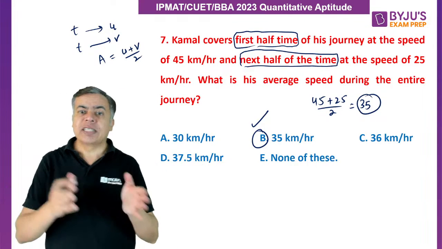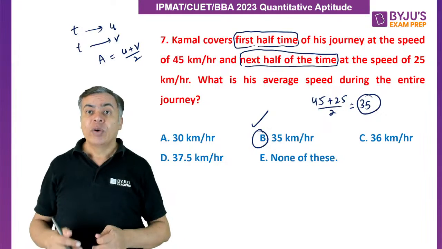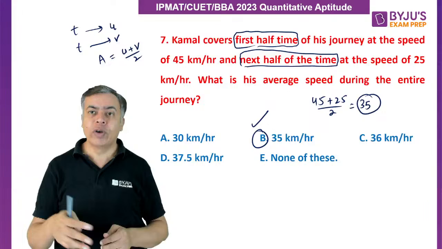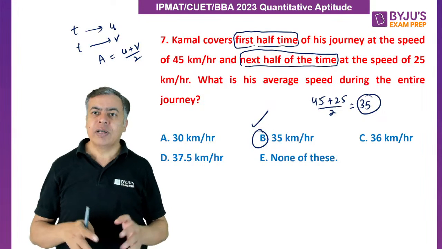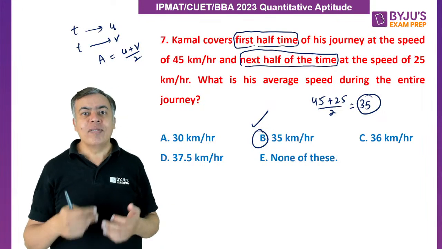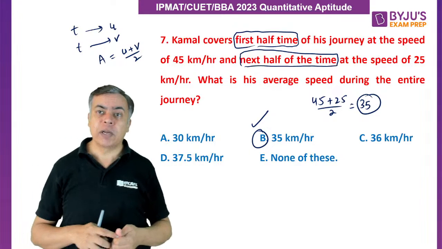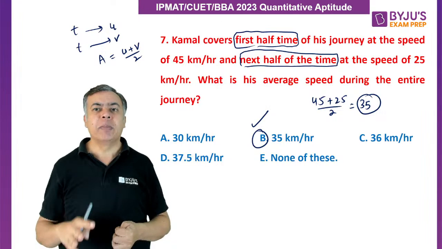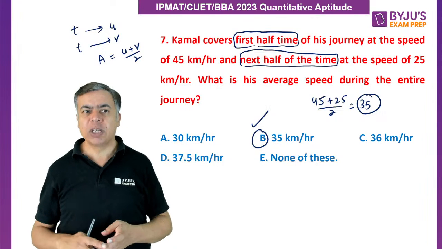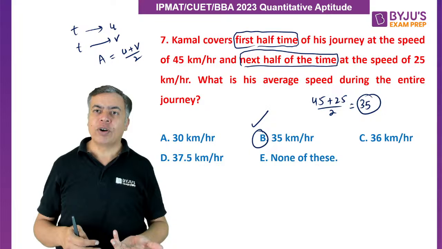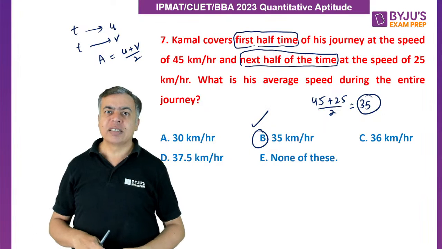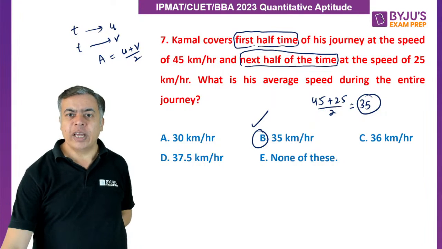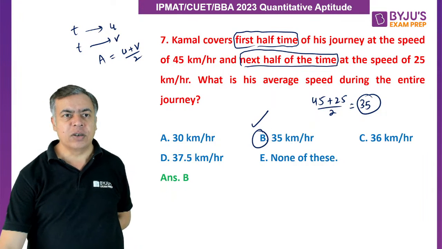When the distance was same, we did that the average speed was 2uv over u plus v, right? When the distance was same, the average speed was 2uv over u plus v. Now the time is same, the average speed is u plus v by 2. Okay, simply u plus v by 2. So simple average of 45 and 25, that is 35 is the average. Okay. So let's move to the next one, and the option B is the correct answer.